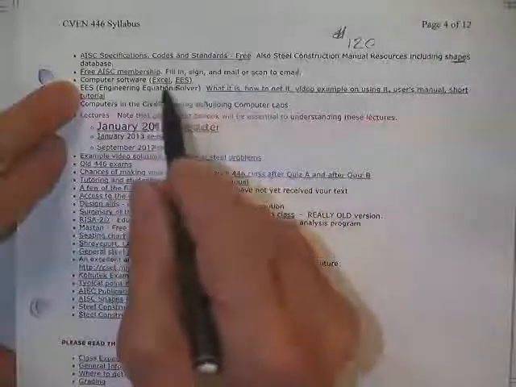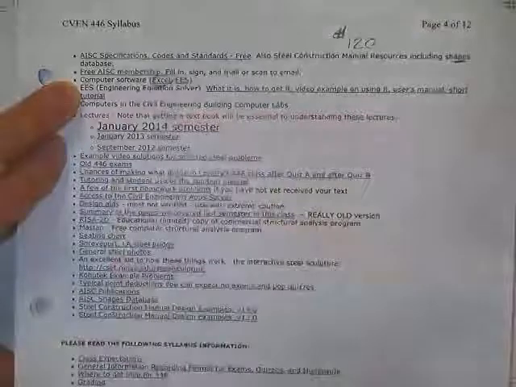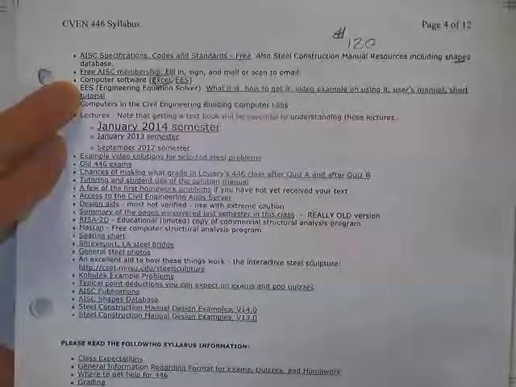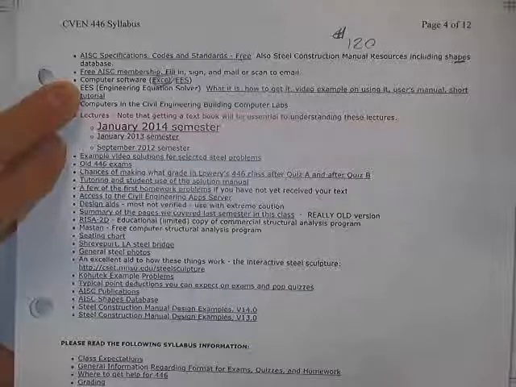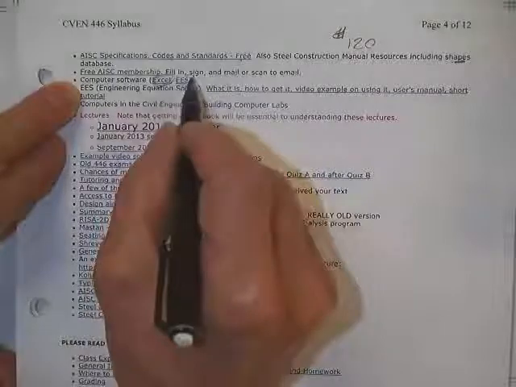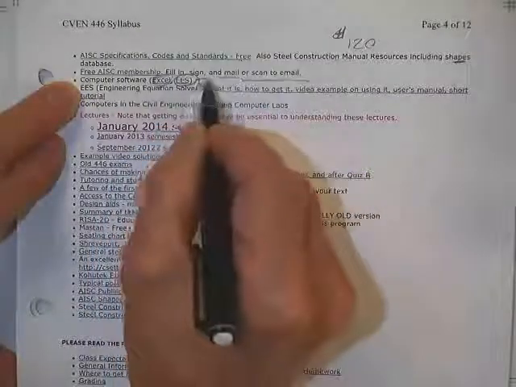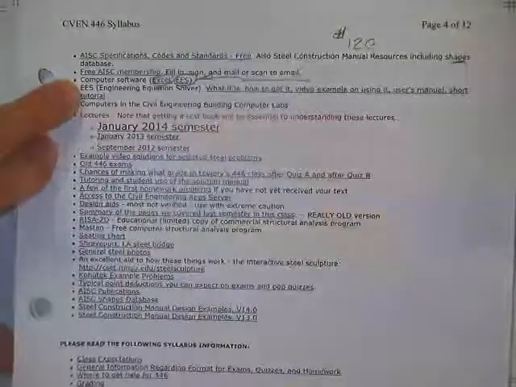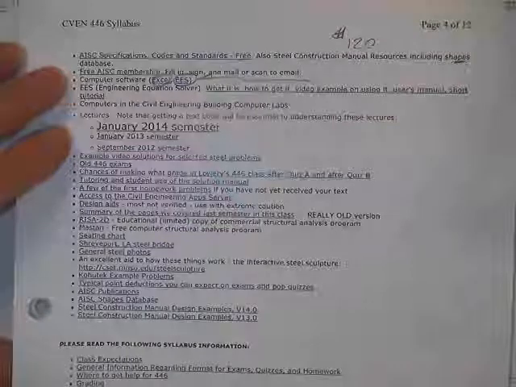Computer software: you already know Excel. A lot of the homework problems you work, you can probably set them up in Excel to check your work and also to help you work the next problem, which is similar. EES is Engineering Equation Solver. That's one of the niftier programs I've seen. I highly recommend you get it. I think you'll use it a lot.